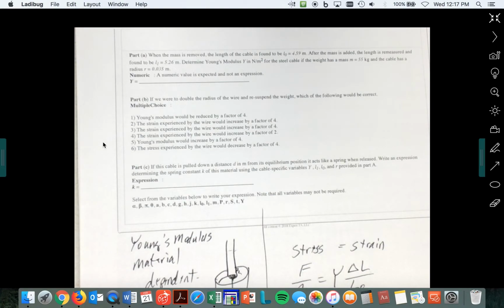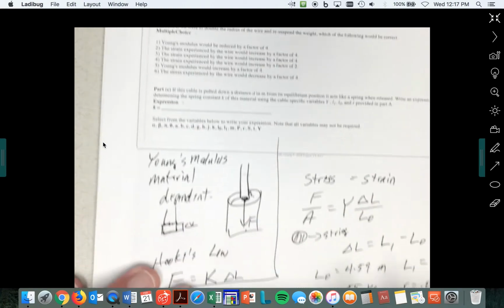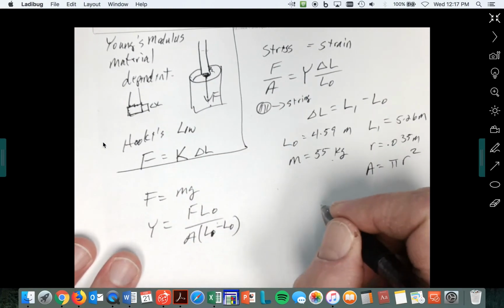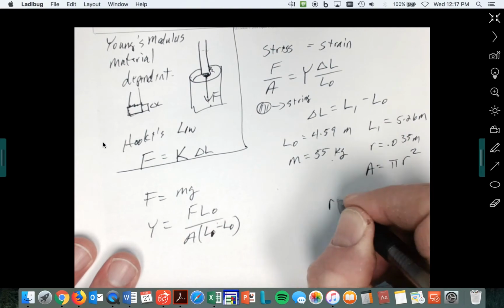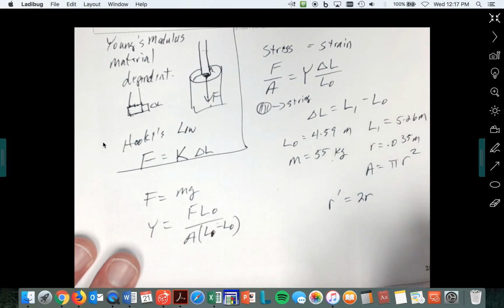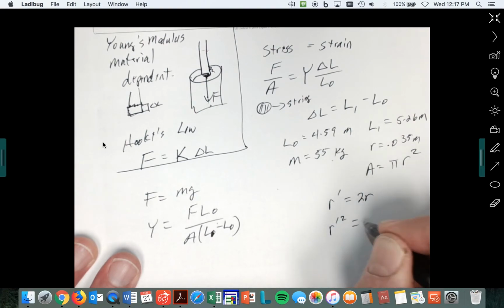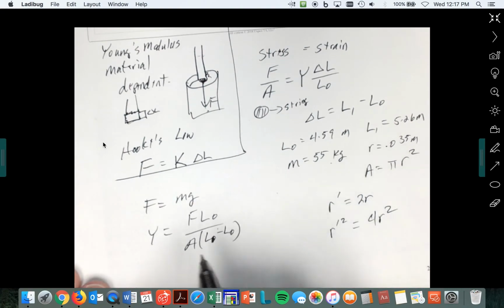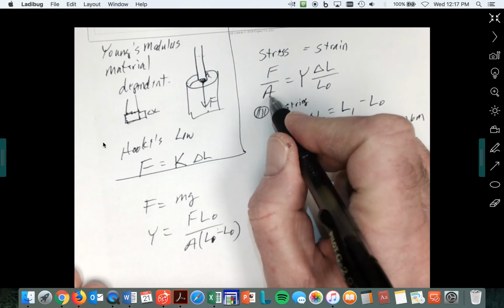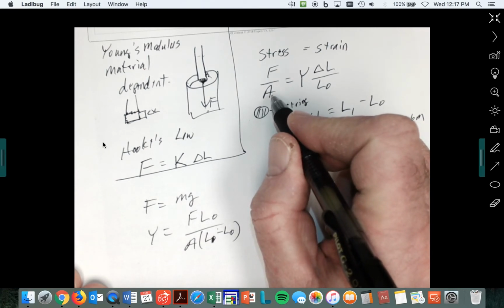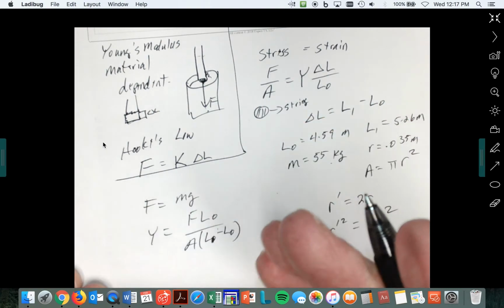Okay, Young's modulus would... Now remember, when you double a radius, so here's what happens. Now we take r prime is equal to 2r. When I square r prime, it is equal to 4r squared. So I'm dividing by 4 here. I'm now dividing by 4, which is reducing it by a factor of 4.